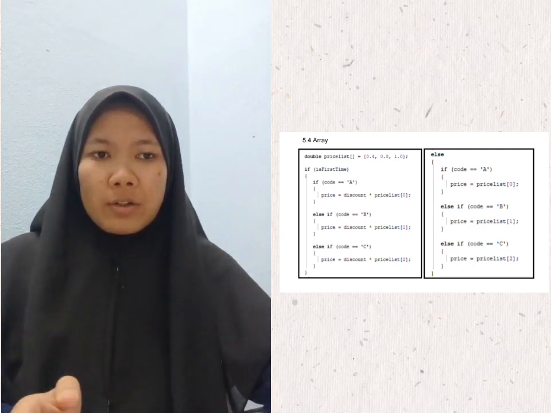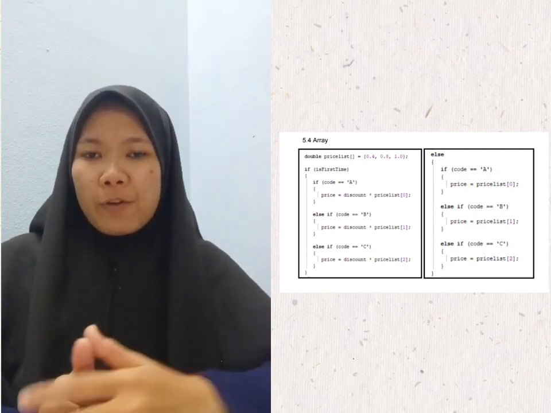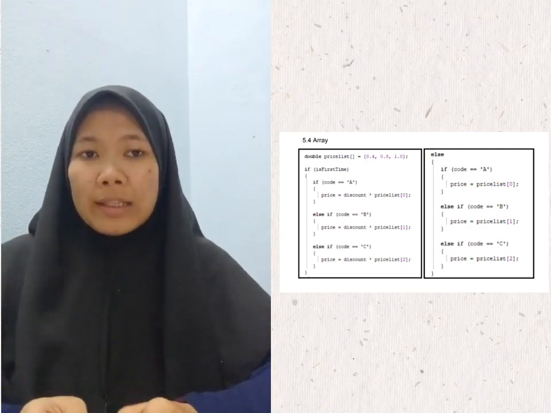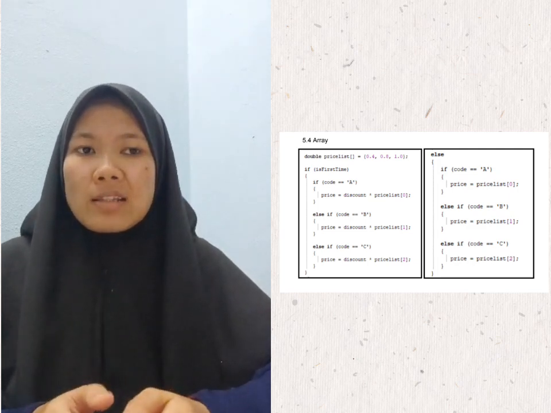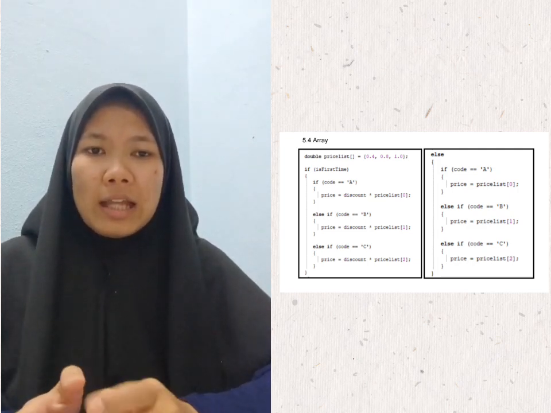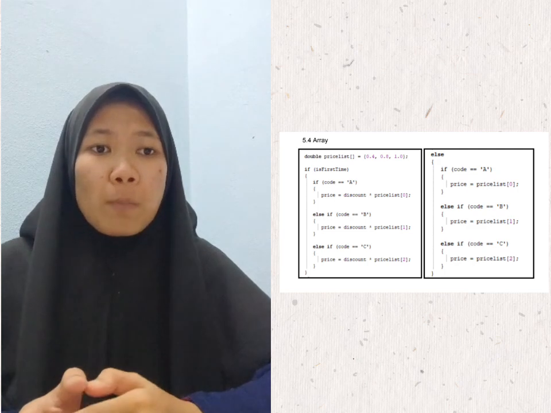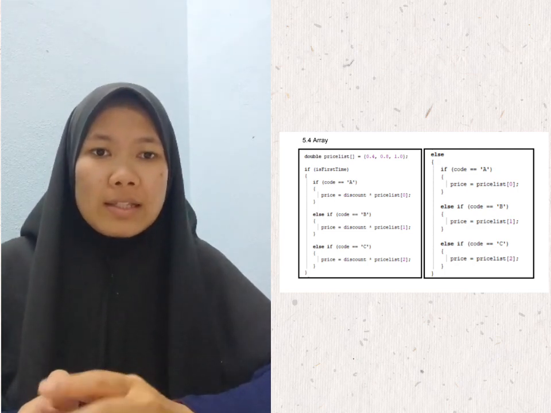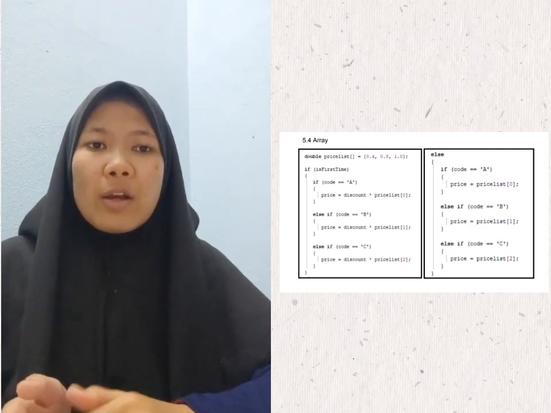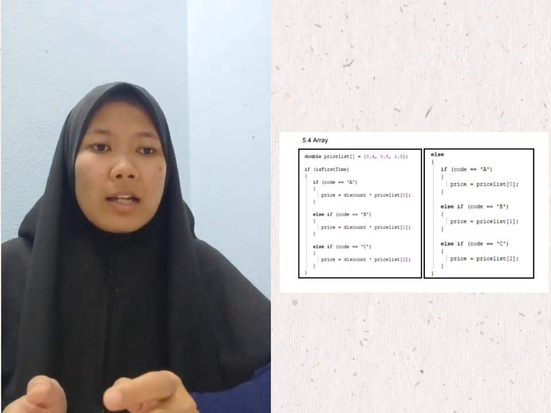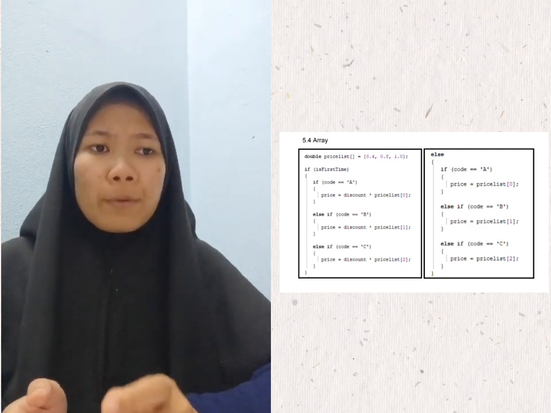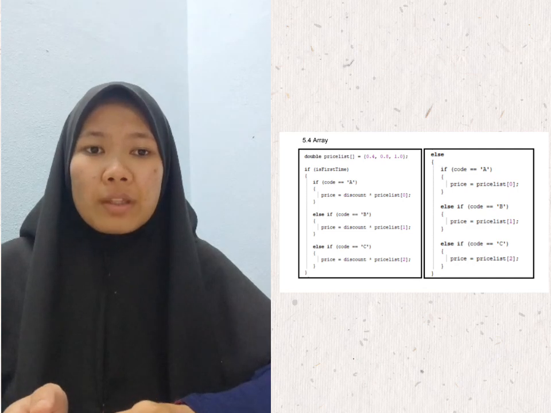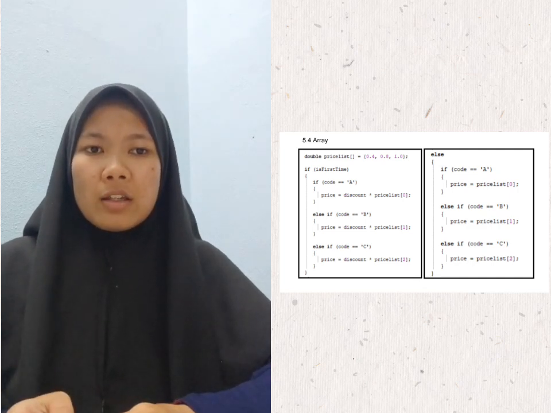priceList[0] corresponds to the price for code A. priceList[1] corresponds to the price for code B. And lastly, priceList[2] corresponds to the price for code C. The use of an array here helps in organizing and accessing the prices associated with the different codes in a concise manner.